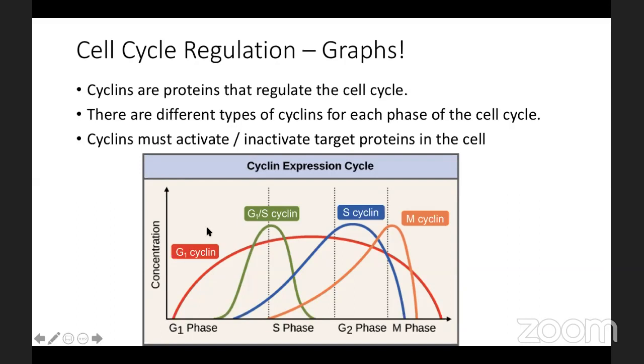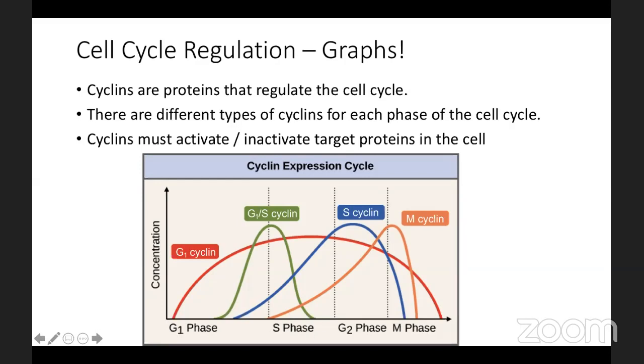So here is a little graph, and all this graph is telling us is that these cell cycle cyclins are going to have high concentrations right before the cell enters the phase that it needs to enter. So here you can see, and we'll talk about G1 cyclin in a bit because it's the outlier here, but you can see that the S cyclin increases in concentration right before S phase.